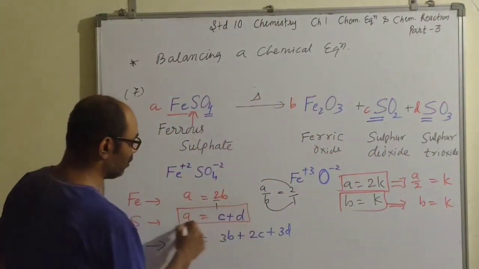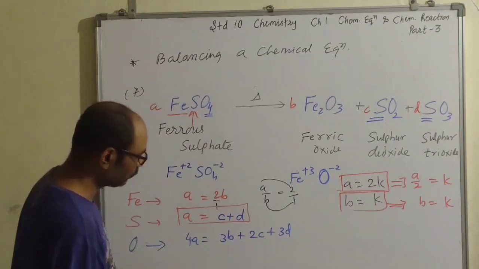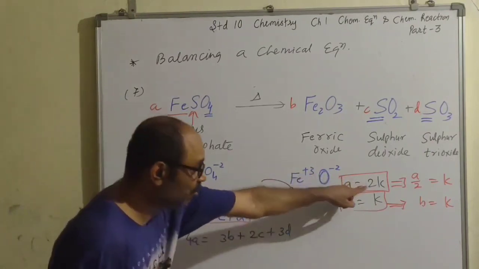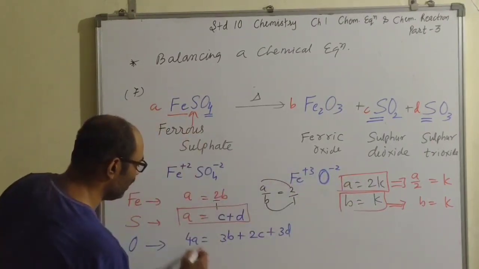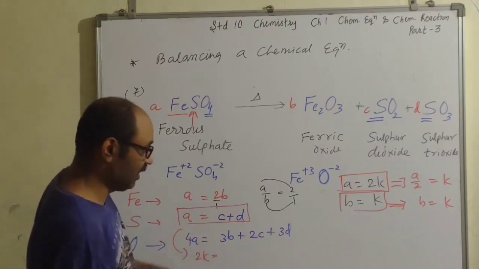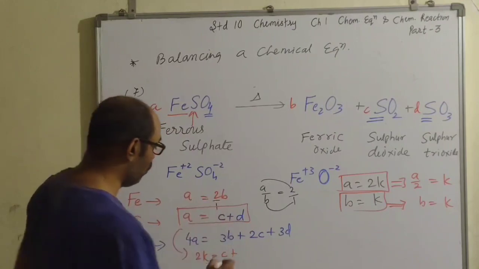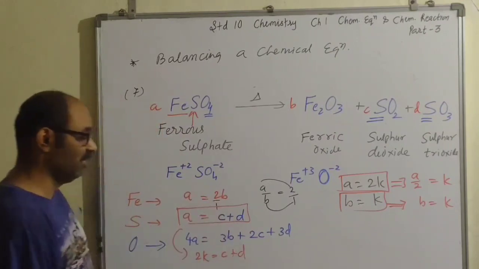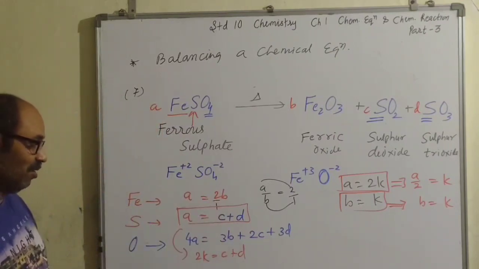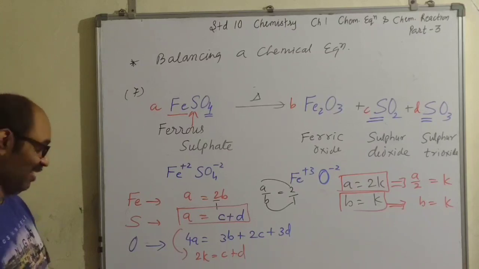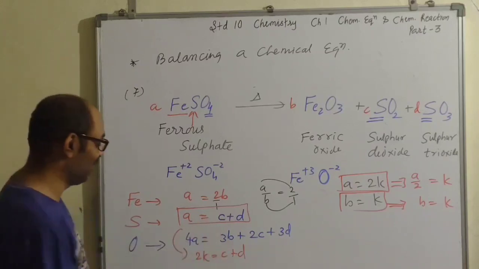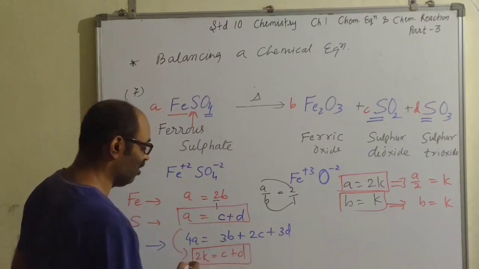I'll pick up the second equation. Alright. What is A? 2K. So let me write 2K here in this equation. What is C? We do not know. What is D? We do not know. Very interesting. अब तो गड़बड़ होने वाली है. 2K is equal to C plus D. अटक गए children हम लोग.